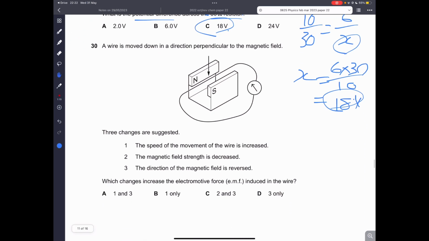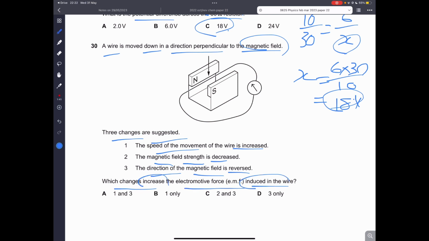Question number 30. A wire is moved in a direction perpendicular to a magnetic field. Three changes are suggested. The speed of the movement of the wire is increased. The magnetic field strength is decreased. The direction of the magnetic field is reversed. Which changes will increase the electromotive force induced in the wire?